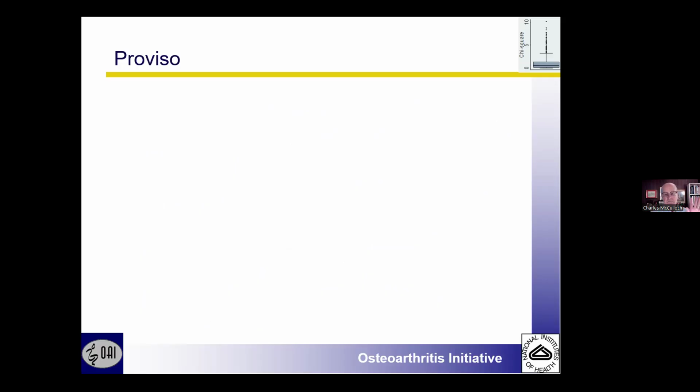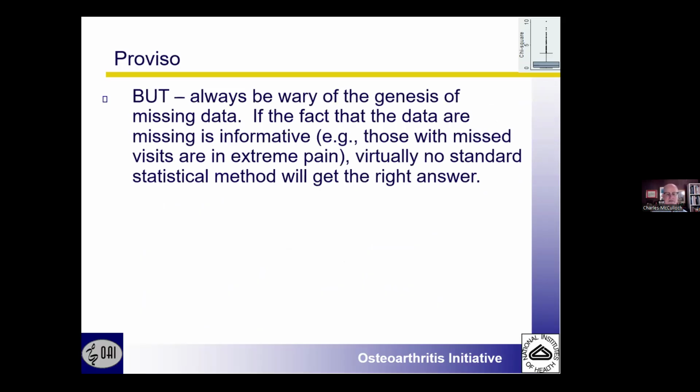Okay, one big proviso that might cause you to think about using mixed models instead. Always be wary of the genesis of missing data. If the fact that the data are missing is informative, i.e. those with missing visits are in extreme pain, but you don't get to see them because they missed their visits, then virtually no standard statistical method will get the right answer.